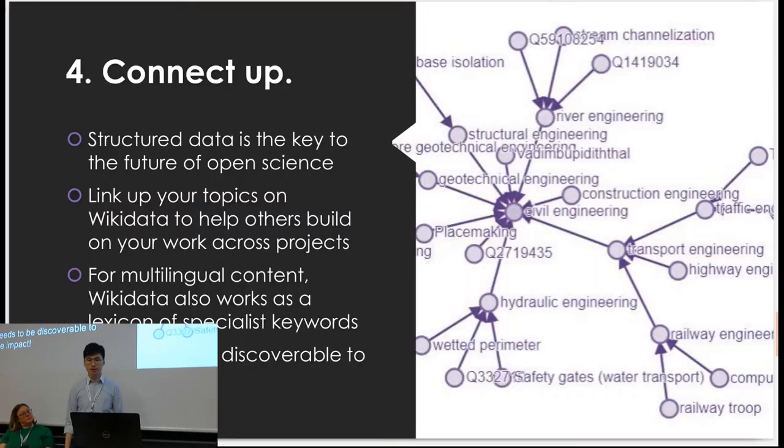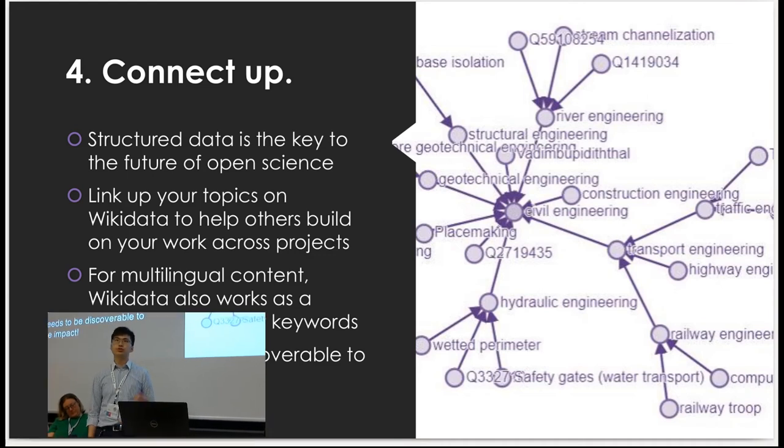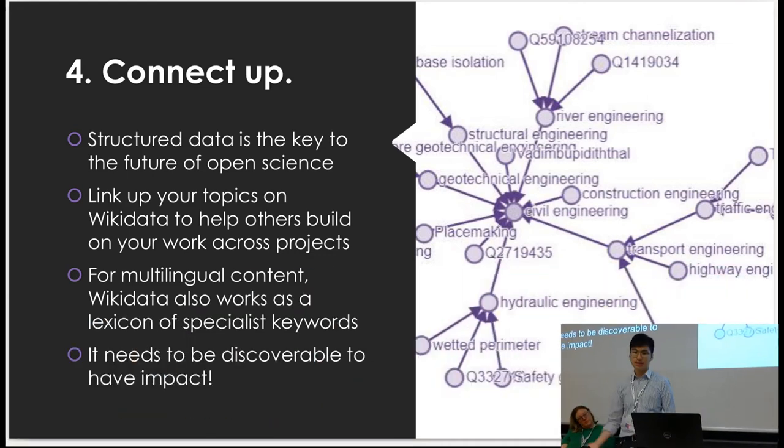And my fourth point is we should make connections to the world of open science and our work on Wikidata by connecting all the dots up. I've been to a few Science Source meetups in Cambridge. We think structured data is the future of open science. You need to link up your content to Wikidata and other databases so that they're discoverable. That way they'll have more impact via the connections that other Wikimedians and other scientists can build on top of your work. And for multilingual content, Wikidata also works great as a lexicon of specialist keywords. And discoverability, searchability, those are the keywords that we're looking for.